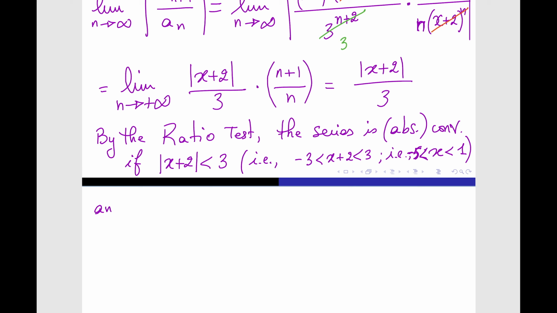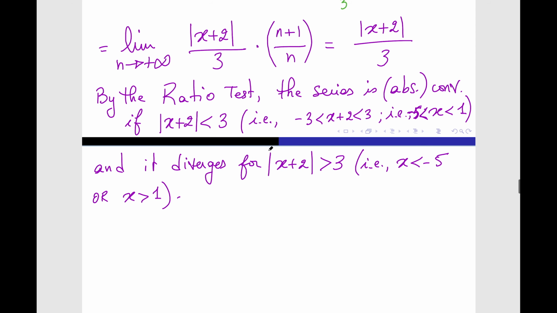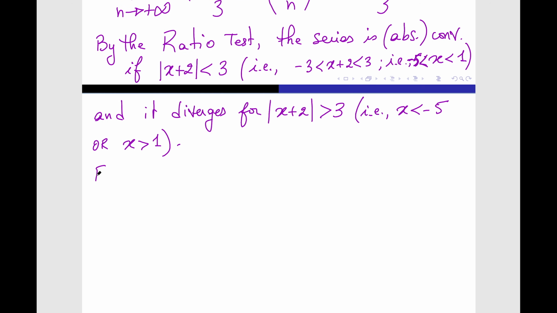And it diverges outside of this, with the endpoints excluded, which means the absolute value of x plus 2 is bigger than 3. So that is if x is less than -5 or x is greater than 1, right? Correct? So the only remaining issue is what happens at the endpoints, the boundary points -5 and 1. Let's check. Let's start with -5.